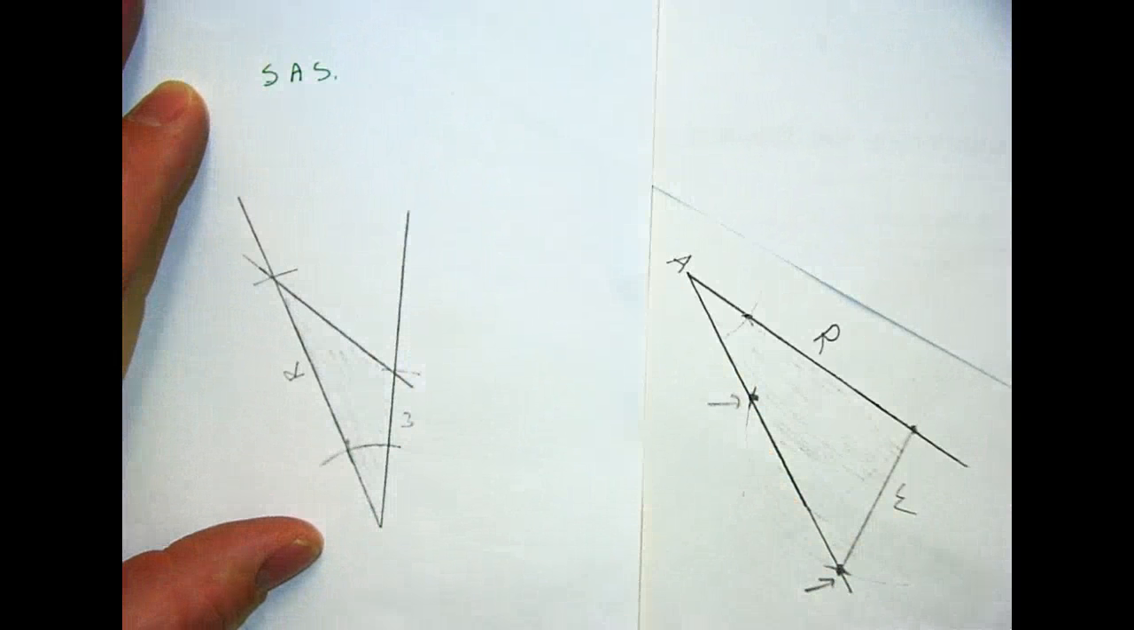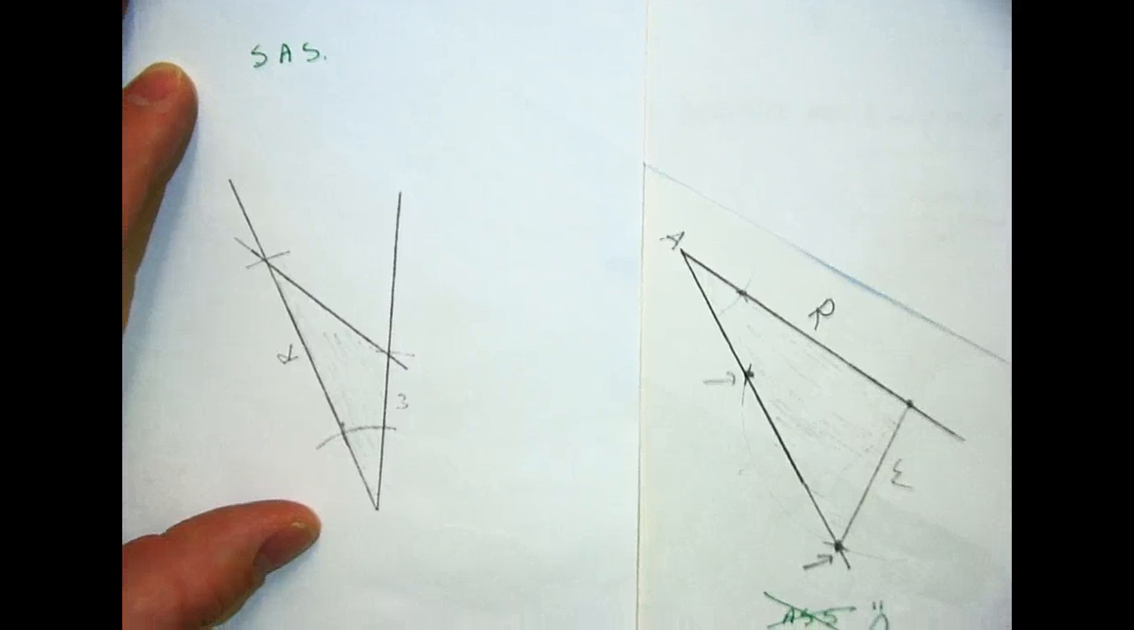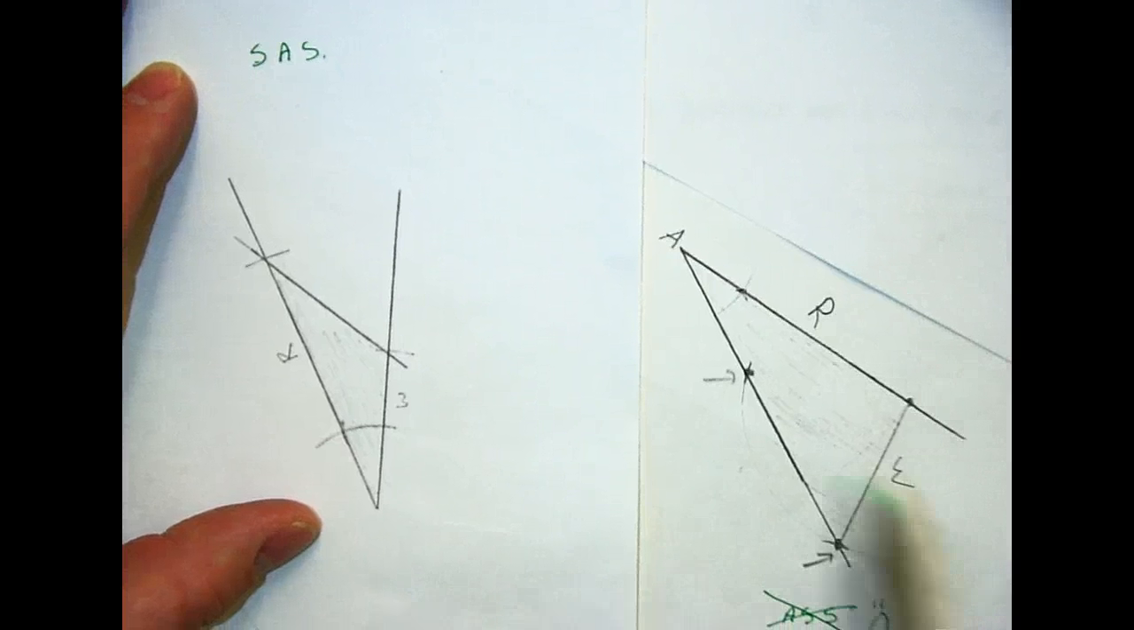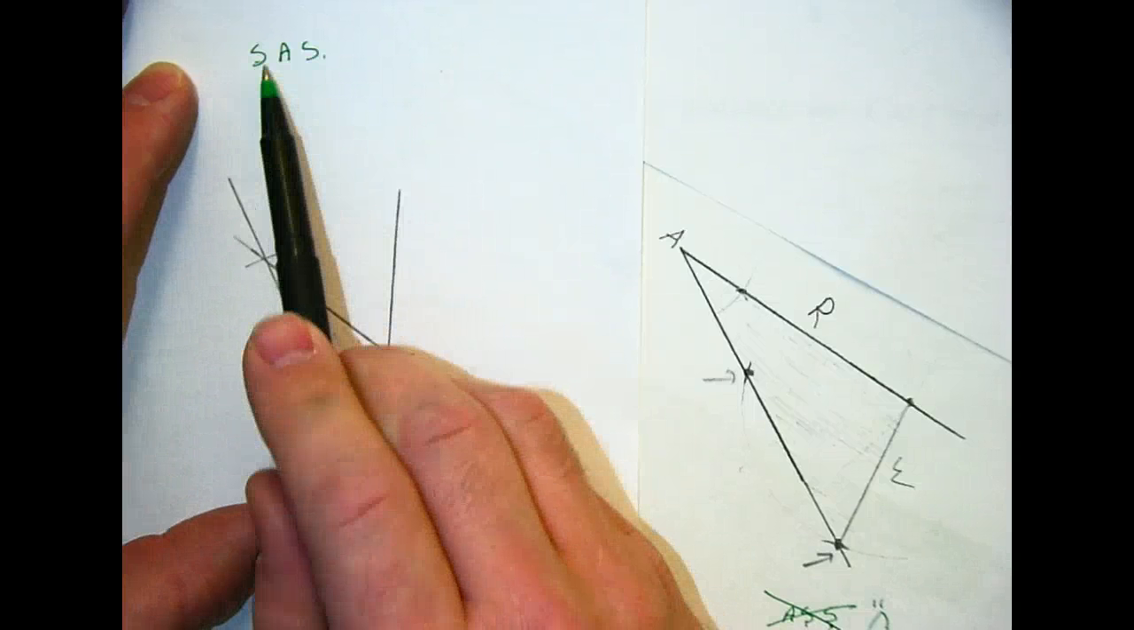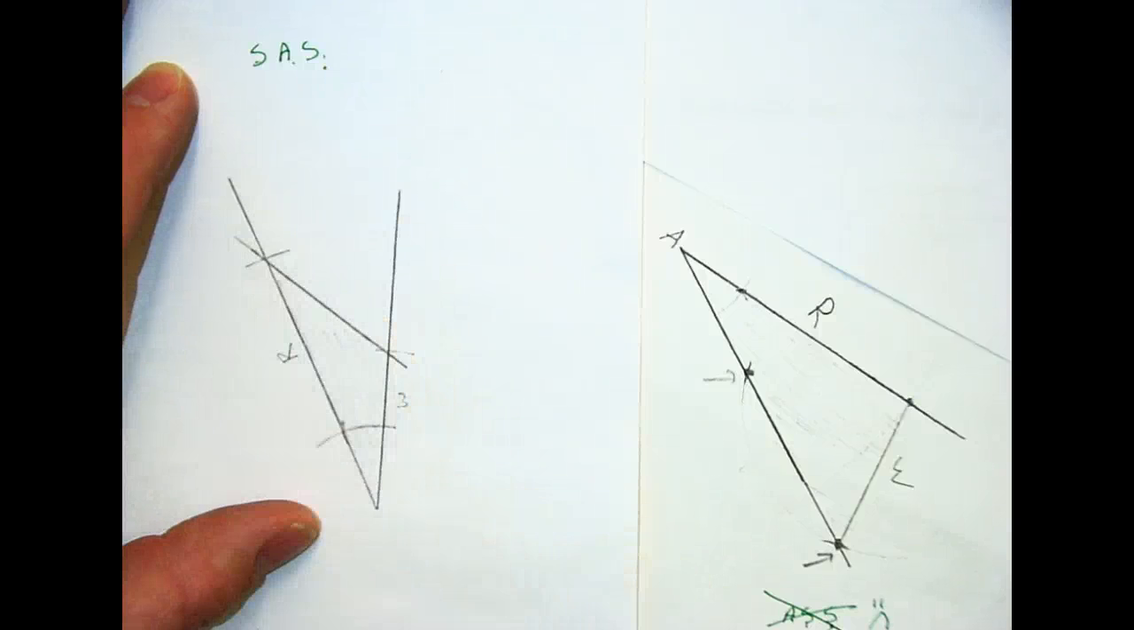Okay, go ahead and figure out what we call this one. We start with our angle. And we have side, side. So it's ASS. Hey, you cannot have angle, side, side. Not okay. You can have side, angle, side. That's okay. Okay? Side, angle, side.